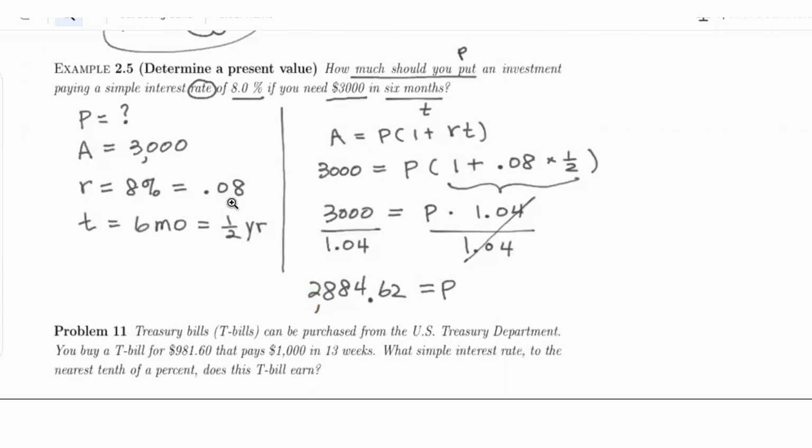Okay, so meaning you borrowed $2,884.64, and you're able to pay back $3,000 in 6 months. 8% is really high. These days, the percentage is 0.03%, things like that.